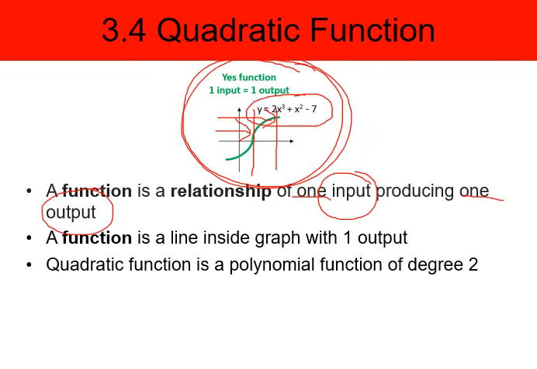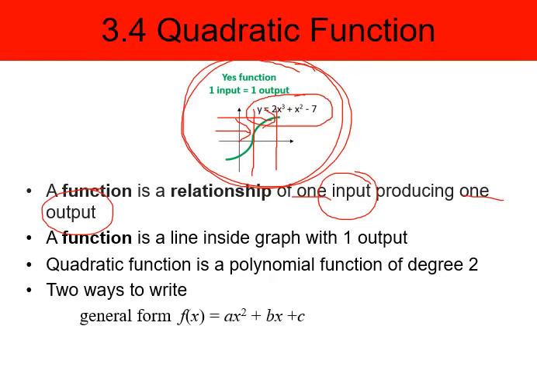Next, we're going to define a quadratic function. In a simple way, it is a polynomial function of degree 2. How can we write it? There are 2 ways. The first way is the general form, like what we are exposed to in the quadratic equation, quadratic functions. Here, there is a term of degree 2, and then we continue with 1 degree term and 1 constant coefficient.